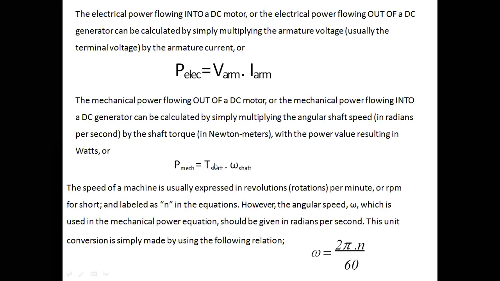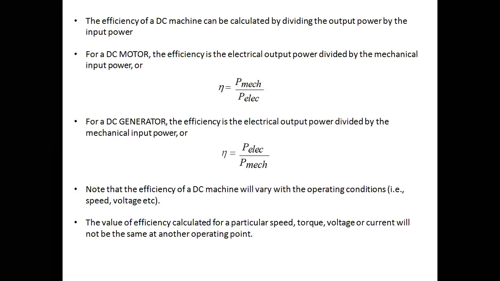T shaft means torque and omega shaft is the angular speed of that rotor, that armature. If you see, we can calculate that speed omega equal to 2 pi N upon 60. N is the speed; we take it in seconds, but we are measuring the speed with respect to minutes. So we convert that N by 60 in minutes. You will get omega equal to 2 pi N upon 60. So here we have seen how to calculate the mechanical power and the electrical power.